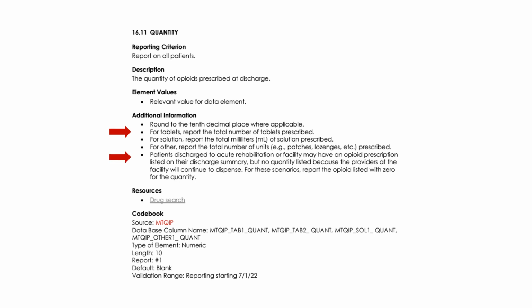Patients discharged to acute rehab or skilled nursing facilities may have an opioid prescription listed on their discharge summary, but no quantity listed because the providers at that facility will continue to dispense. For these scenarios, report the opioid listed with 0 for the quantity.